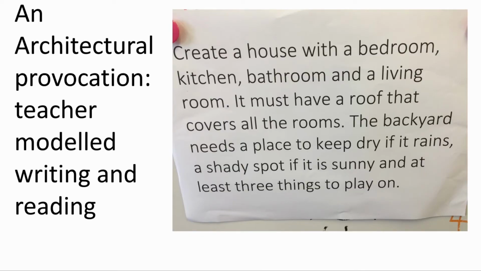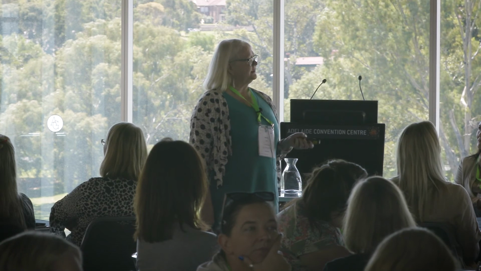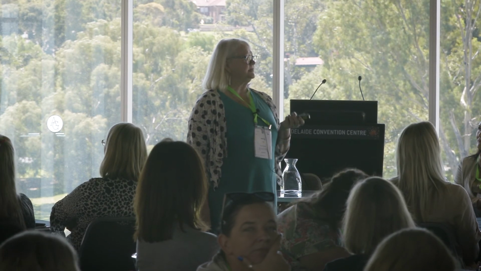Another teacher wrote this provocation with the children, so once again co-constructing texts and going into being architects. So create a house with a bedroom, only one, a kitchen, a bathroom and a living room. It must have a roof that covers all the rooms, a backyard that needs a place to keep dry if it rains, a shady spot if it's sunny, and at least 3 things to play on.